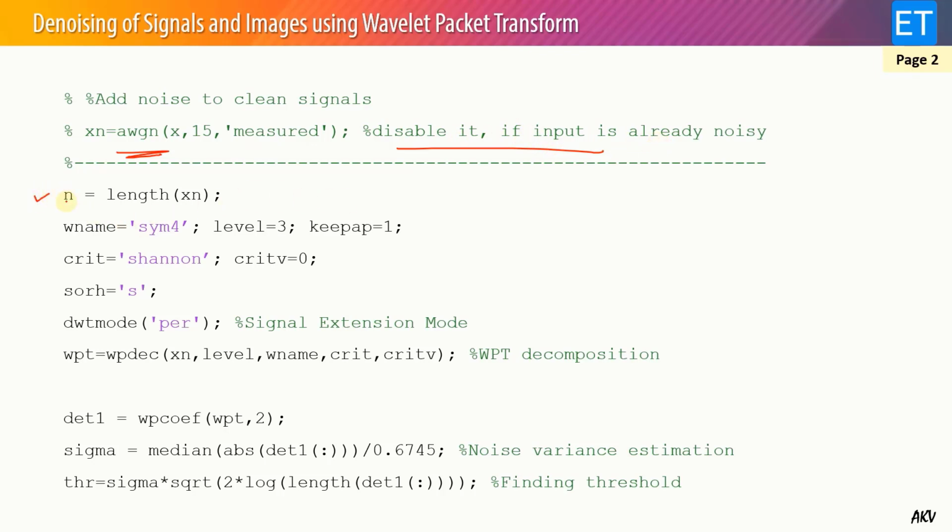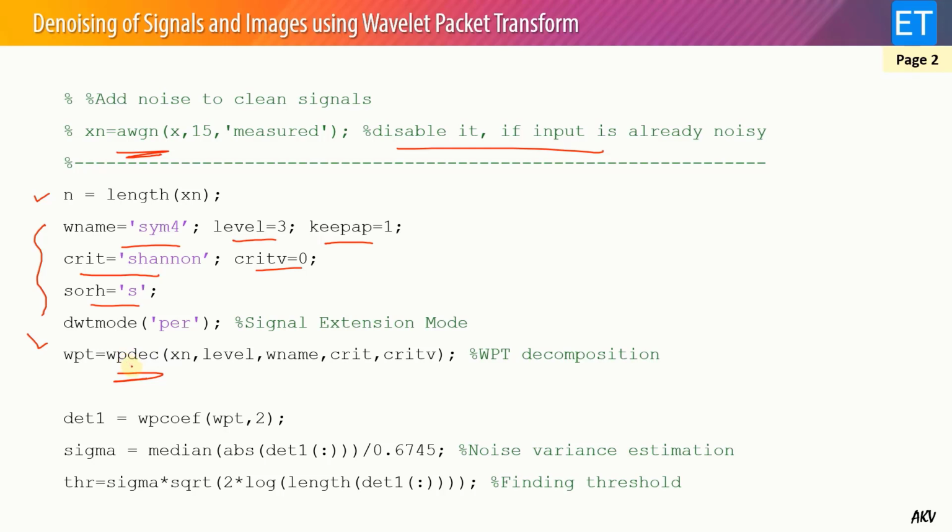Now I'm finding the length of the signal and defining some parameters which are required for denoising. I'm using the Symlet 4 wavelet for denoising, and I will go for level 3 decomposition. KEEPAPP is 1, which means you have to keep your approximation coefficients. You don't need to threshold them. For the entropy criterion, I'm choosing the Shannon entropy, and Shannon entropy doesn't require any threshold parameter associated with it, so this is 0. For the thresholding type, I'm choosing soft thresholding, and this is simply the signal extension mode, that is periodic.